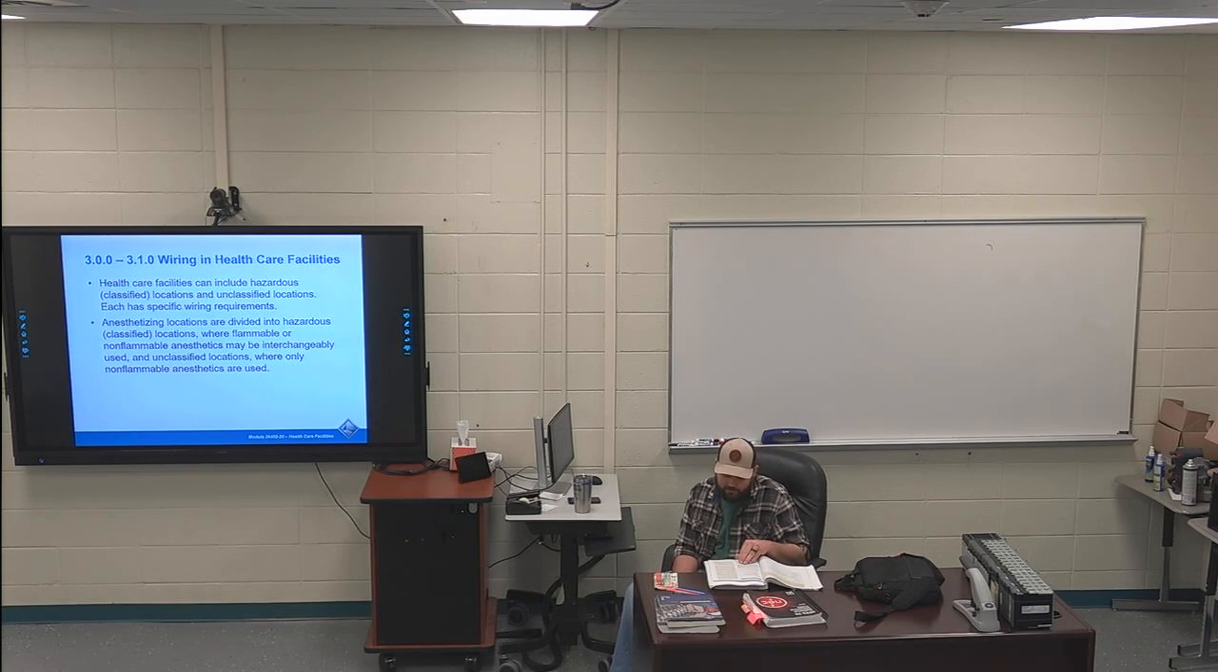312, wiring and equipment installed above hazardous anesthetizing locations. They go through the different bullet points you have to follow for those. I do not have any of those highlighted on page 18. Nothing is highlighted in 3, 4, or 5. I can see an online test question coming from those, so make sure you read through those for the test.